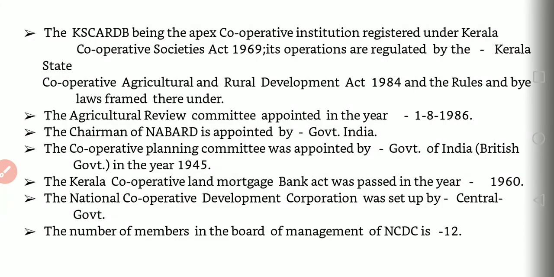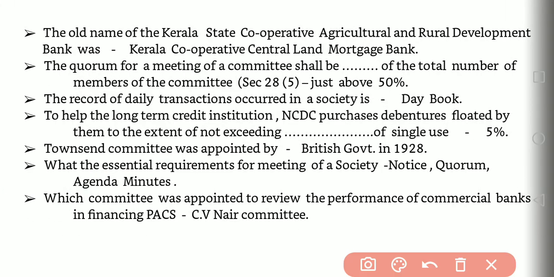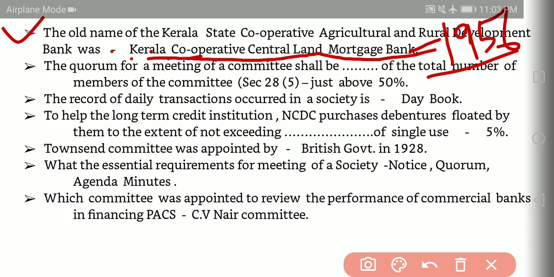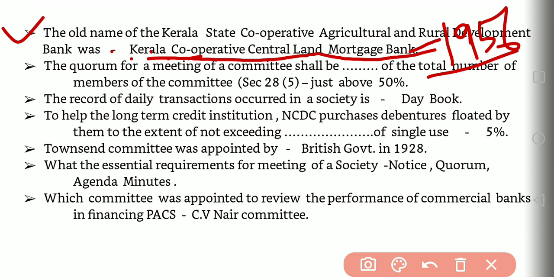Next, the old name of Kerala State Cooperative Agricultural and Rural Development Bank was Kerala Cooperative Central Land Mortgage Bank, which was established in the year 1956. We already learned that.